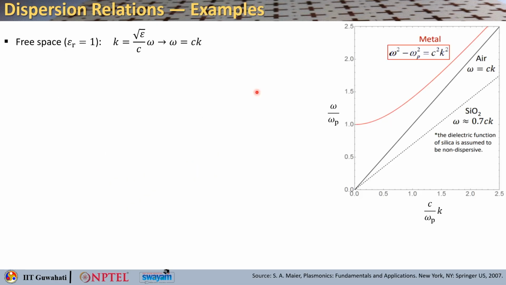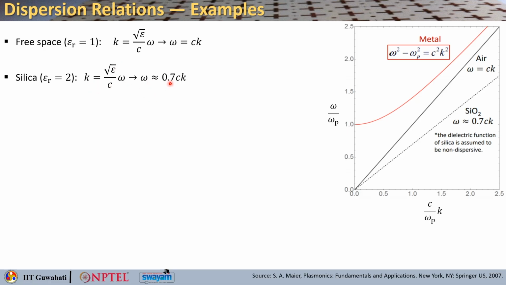Now, let us take some further examples of this dispersion relation. When you have free space, you can write epsilon r equals 1. You can put this in the equation k equals square root of epsilon by c into omega. So, this is 1, and you simply have omega equals c k, that is basically your air or light line. When you have epsilon equals 2, that is in silica, this equation will become k equals square root of epsilon by c into omega.